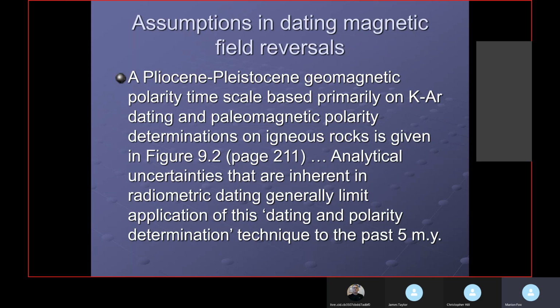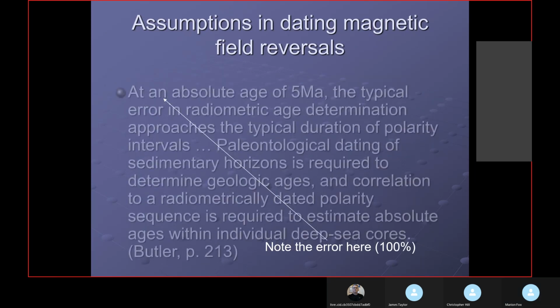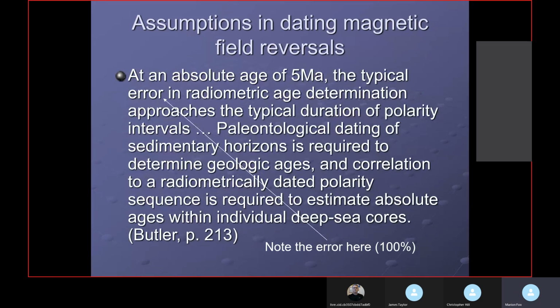If you get to a certain point, you don't have enough of the material left to really date it. Here are some assumptions in dating magnetic field reversals. At an absolute age of 5 million years, million annum, A for annum being a year, the typical error in radiometric age determination approaches the typical duration of polarity reversals. You go back to the polarity reversal in about 5 million years. Okay.